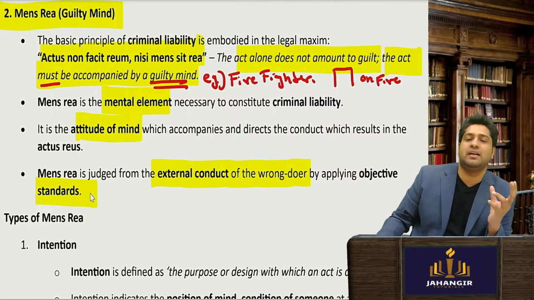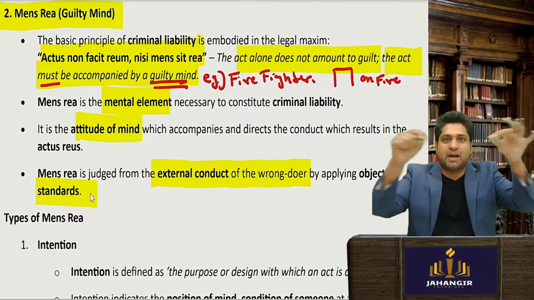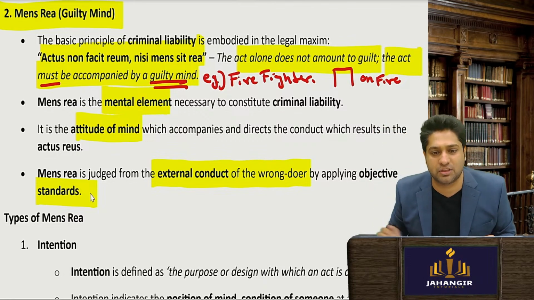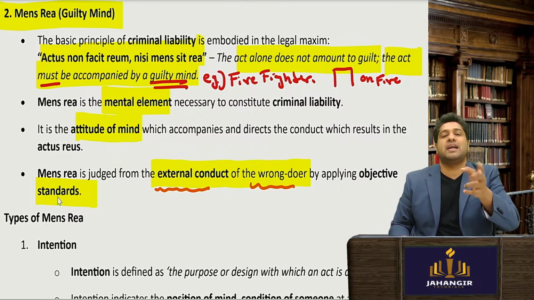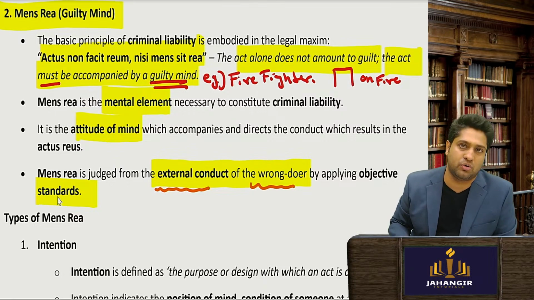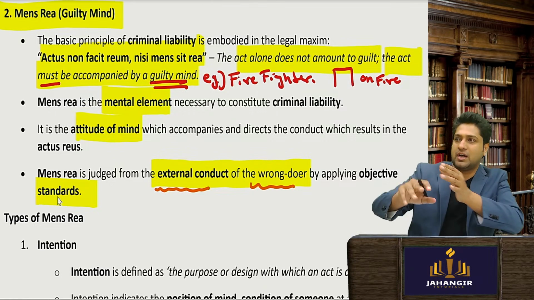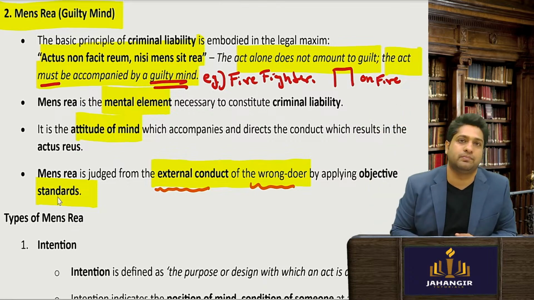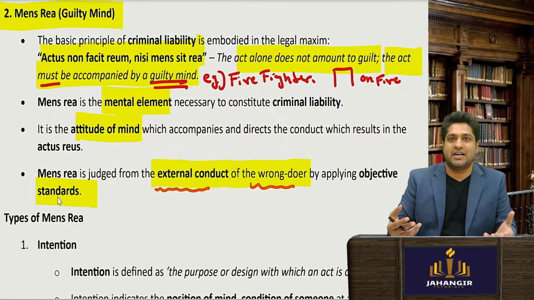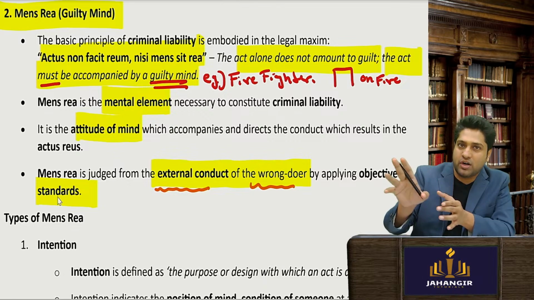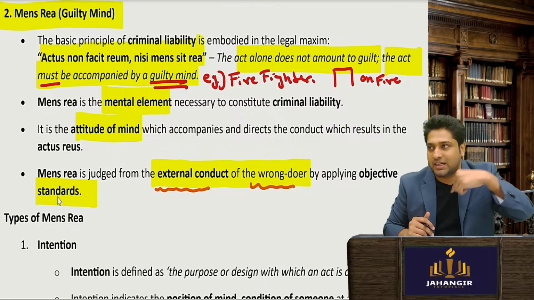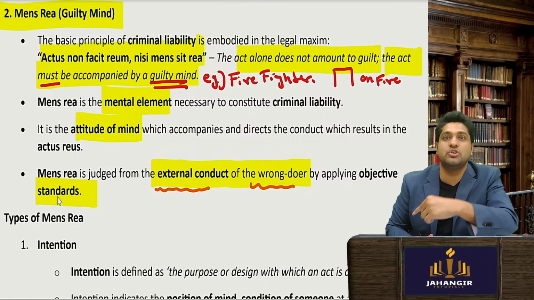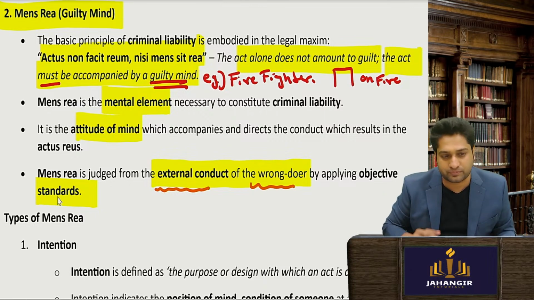So how will we determine it? We can't open the mind of a person and see whether he had the intention. We will determine from the external conduct of the wrongdoer, and then we will decide whether he had the intention or not. For example, if I load a gun, point it at someone and shoot him, from my conduct it is very clear that I loaded the gun, I was in anger, I saw the person and I shot him. So the intention can be assumed from the body language.